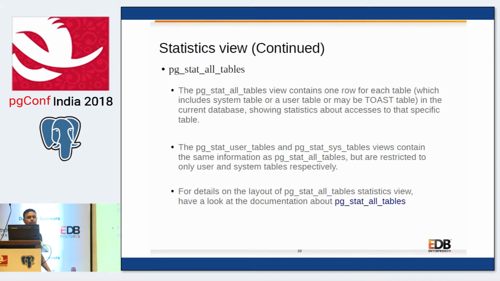We have another statistics view, something called PGStat all tables, which will store information about all the tables in your system. It can be a system table, or it can be a normal user table also. It will have one row for each table, where it will store the access related statistics about a table, things like how many tuples are present in the table, and whether they are live tuples or dead tuples and all that stuff.